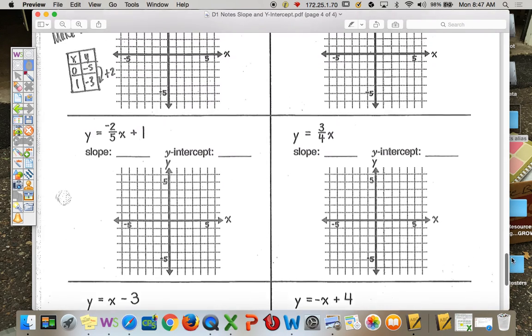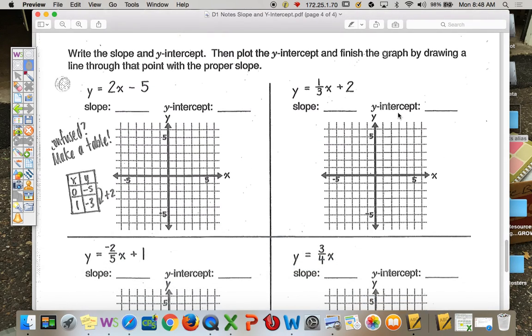So remember, if you have something in slope-intercept form, the y-intercept is by itself, and the slope is next to the x.